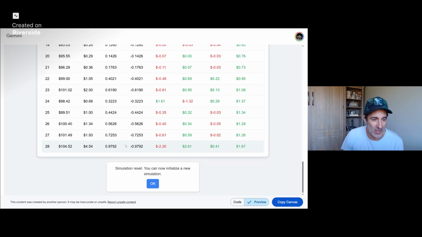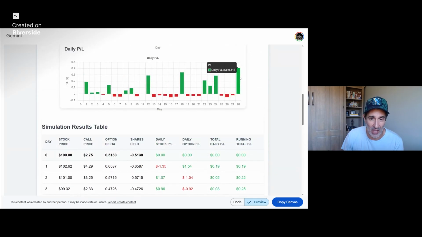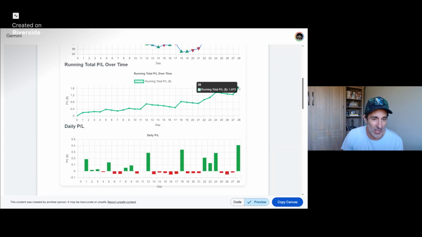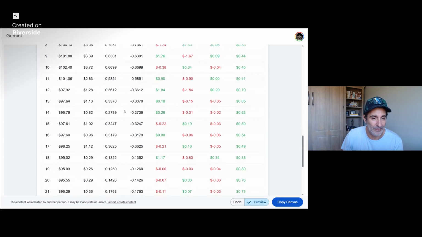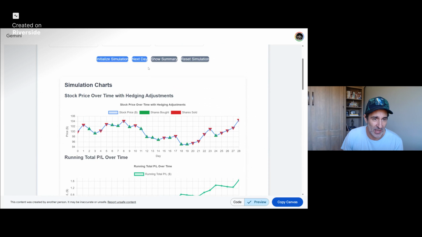So I think the movie's over for this option. We had a big day on the last day, 41 cents, which turned out to be our best day. Running P&L, it's getting a little bit comical. All right, let's just see this thing out.